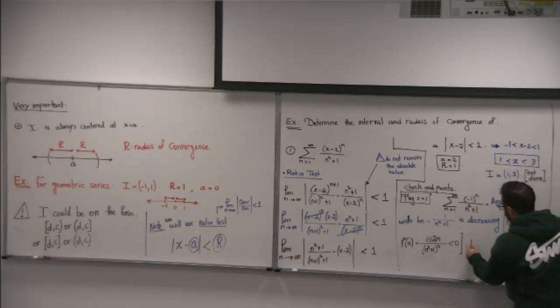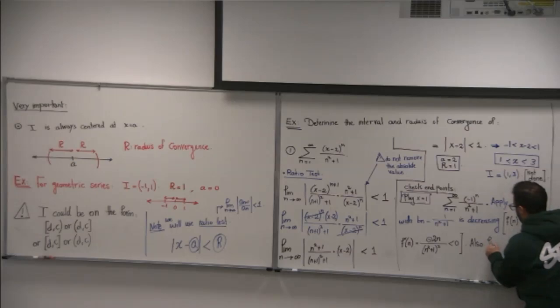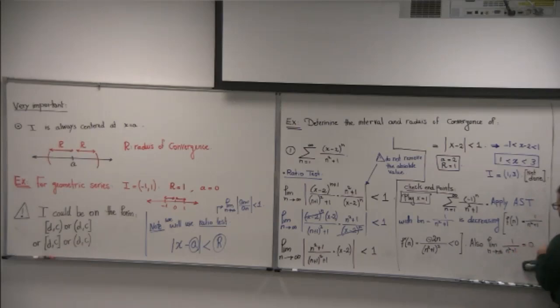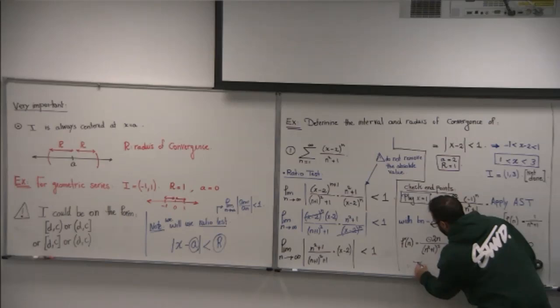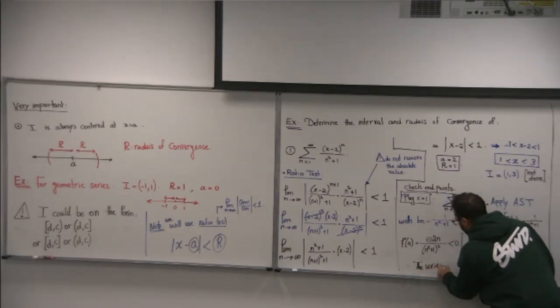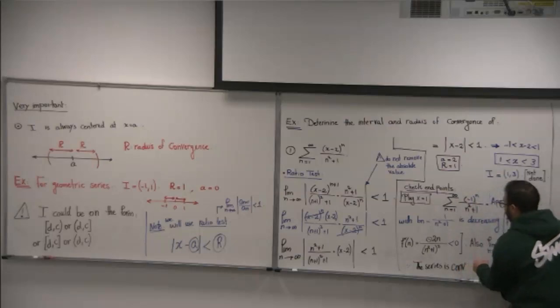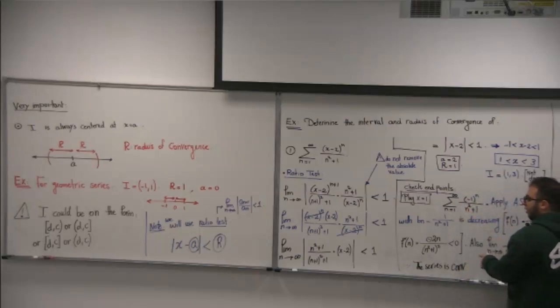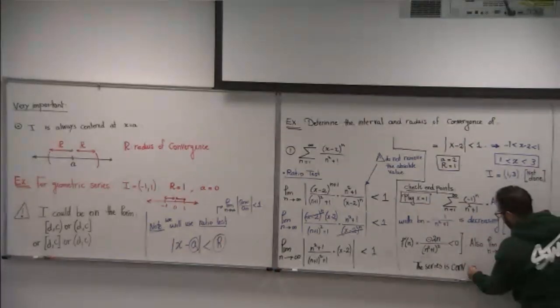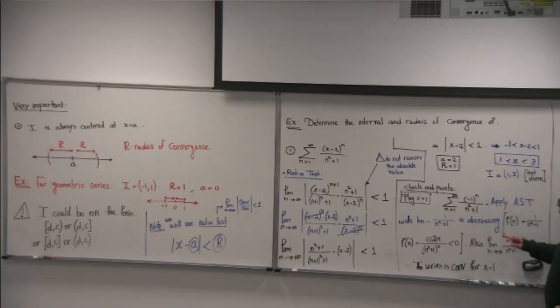Now also, the limit as n goes to infinity of Bn equals 0. Remember the conditions of the alternating series test: the limit of Bn has to equal 0. Therefore, the series is convergent. Which series? This series. Which happens where? At x equal 1. So the series is convergent for x equal 1. So now I have to update my interval and close it at 1. Okay?